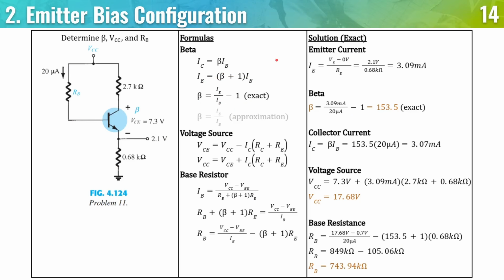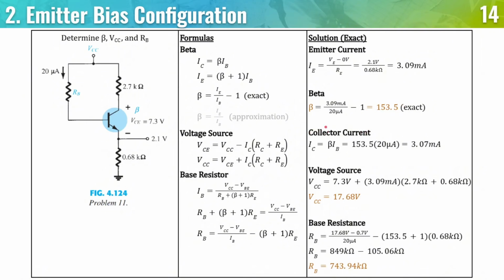So beta is equal to IE over IB minus 1. So that is how we get the beta of 153.5. Now some books say that if beta is greater than 100, you can just skip the positive one and the negative one. Like you can just use this. But for the purposes of this problem, I'm going to assume that we need the plus one.